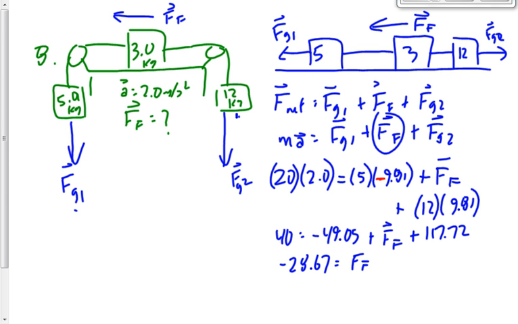Negative 28.67, or rounded to the correct number of digits, the force of friction would be negative 29 newtons.